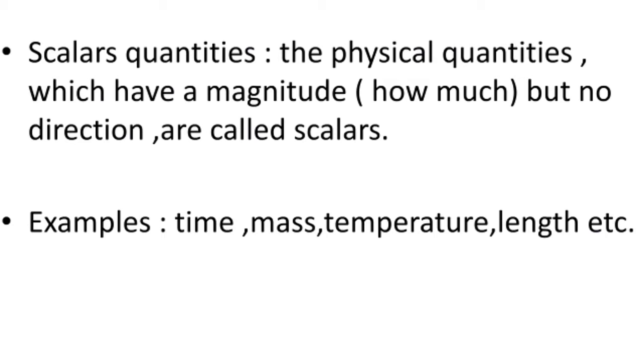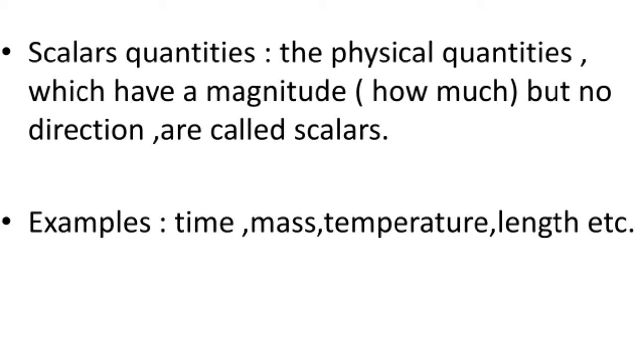Starting with scalar quantities, they can be defined as the physical quantities which have a magnitude but no direction. So that means there are some quantities, for example, mass, which is measured in kilograms. We can say that the weight of a person is 100 kilograms, but we cannot say that the person's weight is 100 kilograms towards north or towards east. So we are not specifying any direction, we are just mentioning the magnitude.